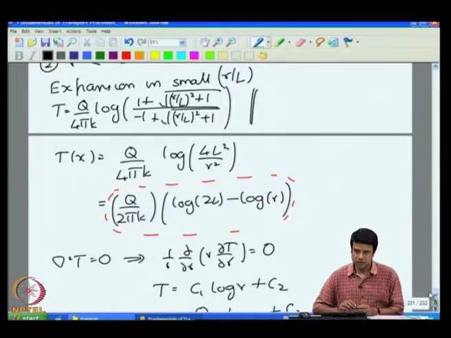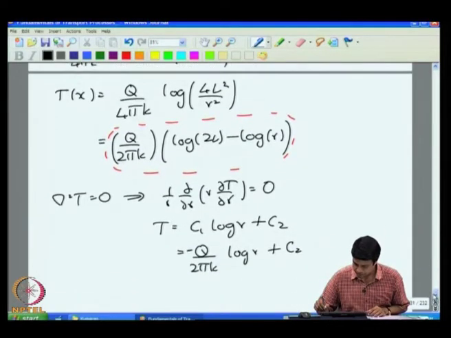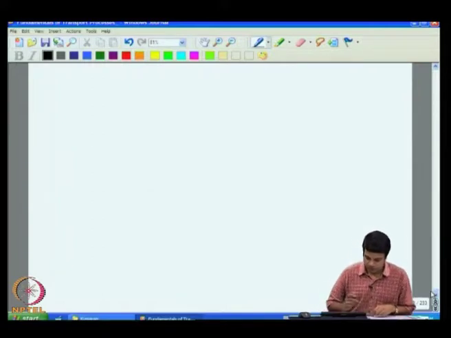When the distance of the observation point from the source point is small compared to the length of the wire, then it looks effectively like an infinite line in 3 dimensions or a point in 2 dimensions. And for a point in 2 dimensions, the solution is a logarithmic function. So, this gives us an example of how one would calculate the temperature field due to a distributed source, in this case distributed along a line, in terms of the temperature field for a point source. So, let us now look at a different kind of temperature field.